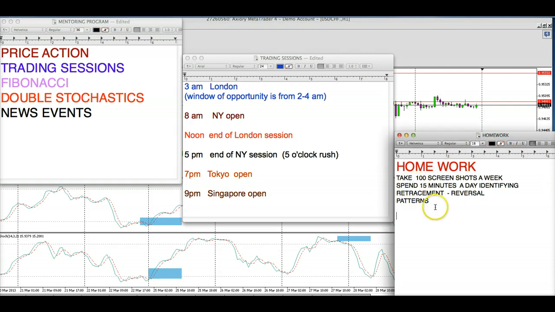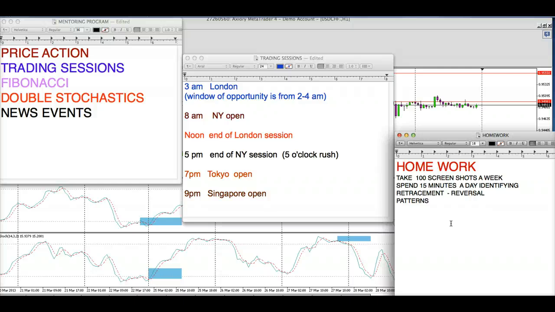Homework. This is so important. You're going to be required to take at least 100 screenshots a week. Spend 15 minutes a day identifying retracement reversal patterns. The more patterns you look at, the easier it is to build confidence, and you see the patterns over and over again. What would normally take years for a trader to succeed by repeatedly finding trade setups, you can do in a very short period of time just by going back in history and looking at past behavior, looking at the patterns. We're going to go through all the price action candlestick patterns.